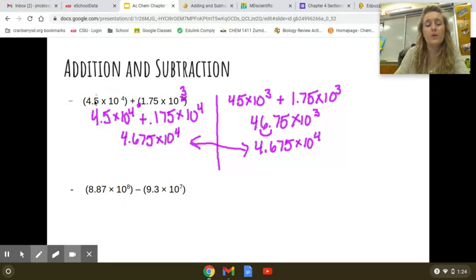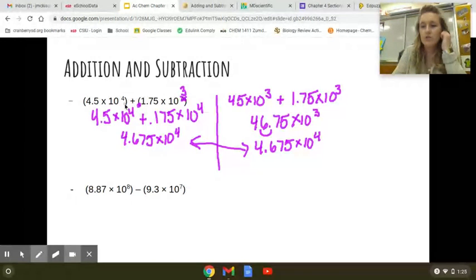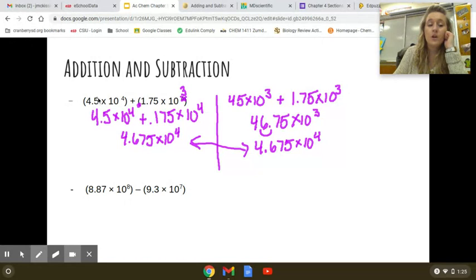Another way to think about when you're moving these decimal places, and if you're fine moving them, then great. I don't want to confuse you. You could probably just ignore this sentence. But when you are making your decimal place bigger, your exponent gets smaller. So when we made this exponent smaller, our number got bigger. Instead of 4.5, it became 45.